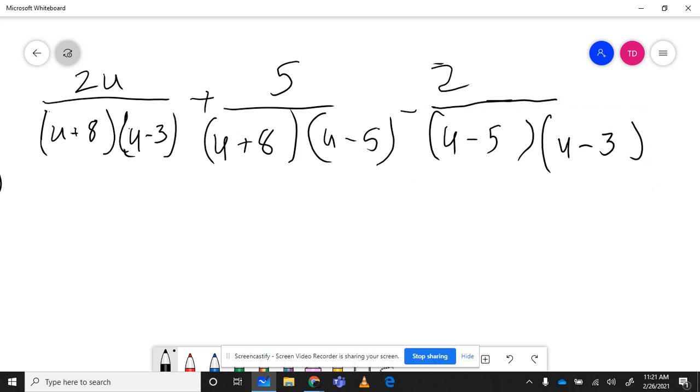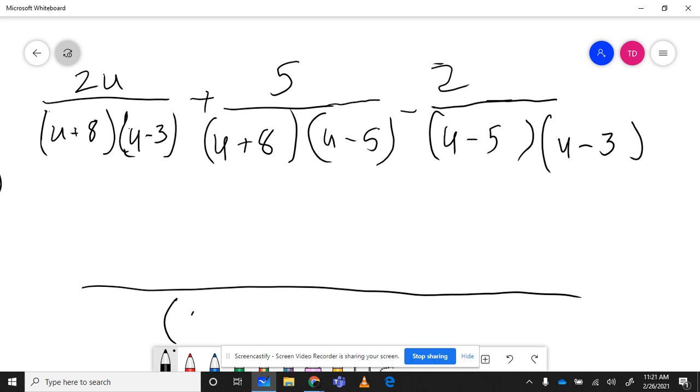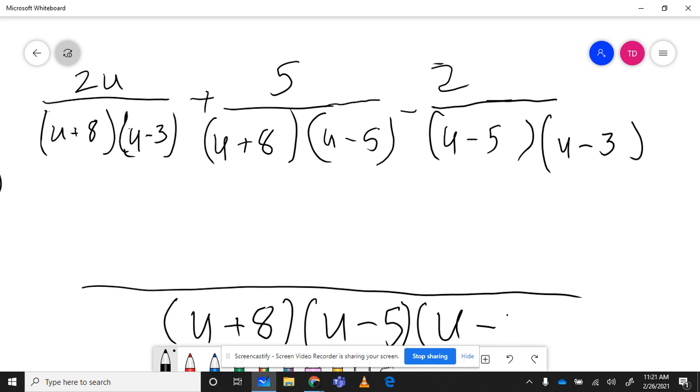Okay, so once we've got them factored, this one doesn't get too hard. All we have to do is, in the end, everything is going to be over u plus 8 times u minus 5 times u minus 3. Okay, so we're going to get each of these three fractions to have all three of these factors. Each of them has two of them, right? This one is just missing the u minus 5. This one's missing the u minus 3. This one is missing the u plus 8.